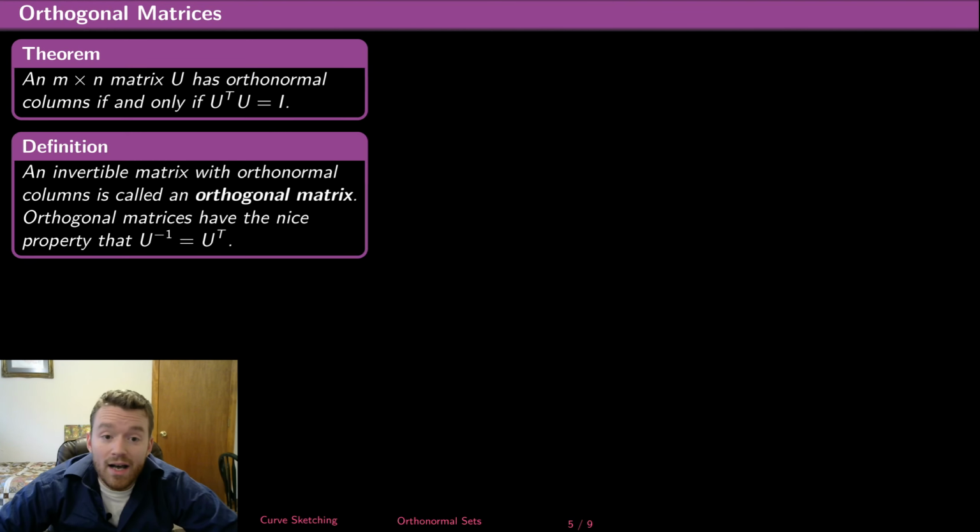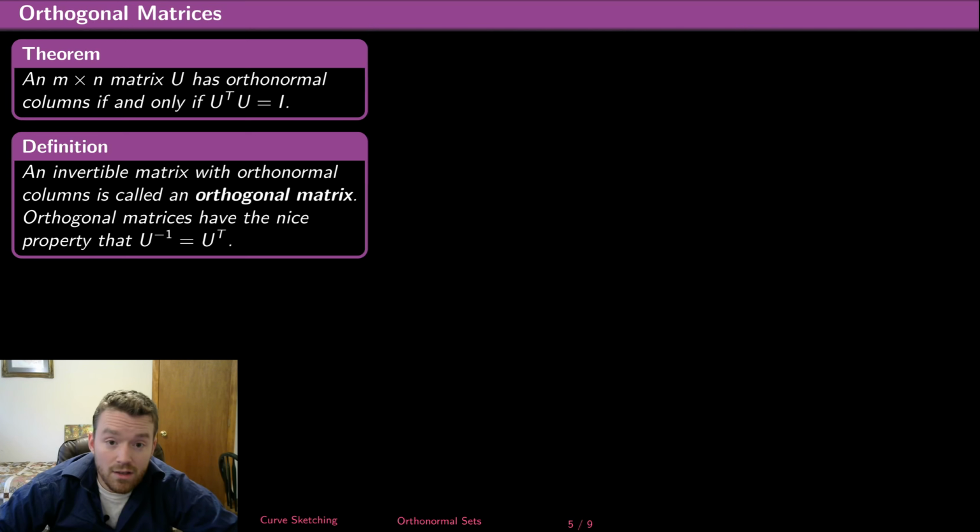Okay, so I want to now give you a definition and a theorem. An m by n matrix U has orthonormal columns if and only if U transpose times U is equal to I. So this is really very useful. It's a useful property of the transpose. I can take a set that I'm trying to determine if is orthonormal, and I can put it in a matrix and check if U transpose times U is equal to I.